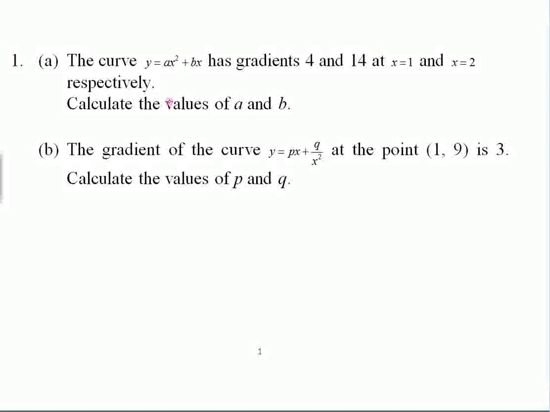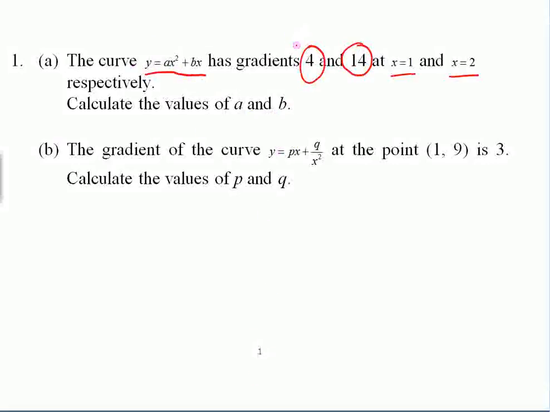Question 1 comes in two parts. The first part tells us that this curve, y is equal to ax squared plus bx, has a gradient of 4 at x equals 1 and 14 at x equals 2. From that we're asked to calculate the values of a and b. So how do we know what the gradient is?